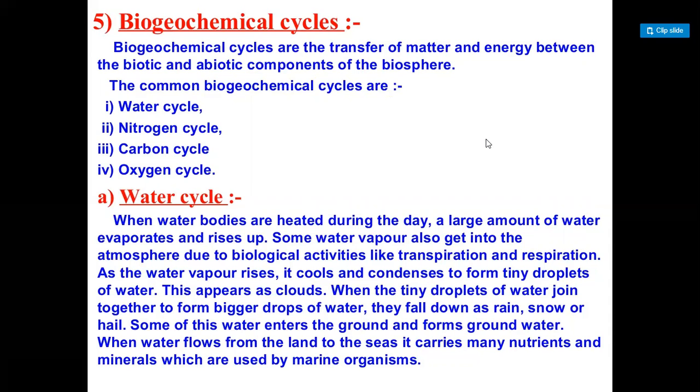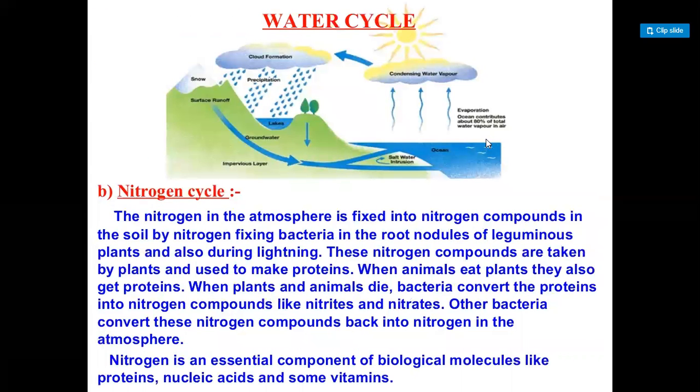Water cycle: as you know, water bodies are heated during the daytime and a large amount of water gets evaporated by transpiration and evaporation. After that, it condenses at a place and forms clouds, and after the clouds burst, precipitation brings rainwater to the ground. The same process continues again, the cloud forms again, water comes again towards the ground, and the water cycle is continuously regulated.